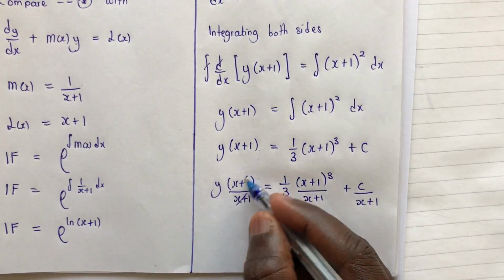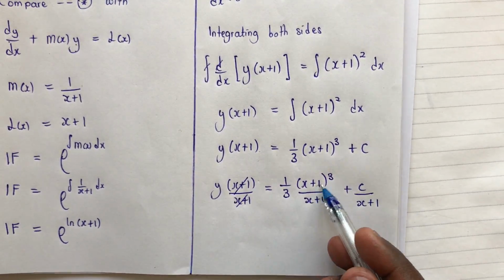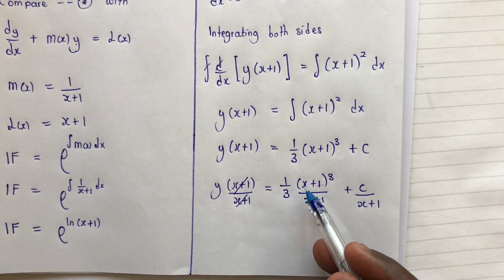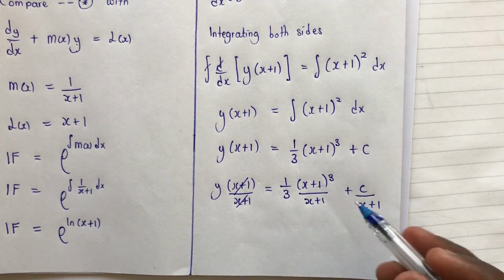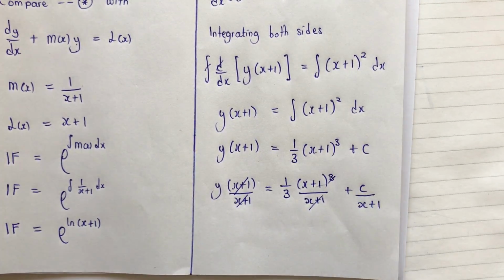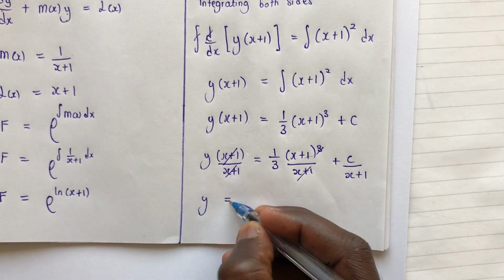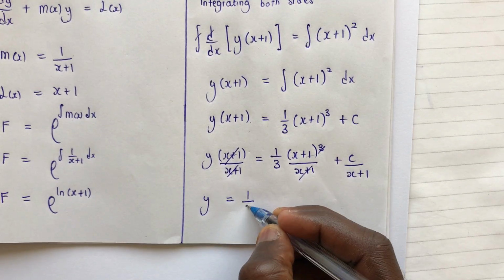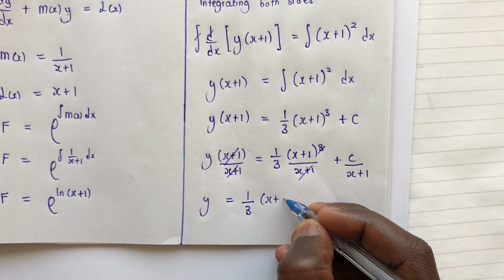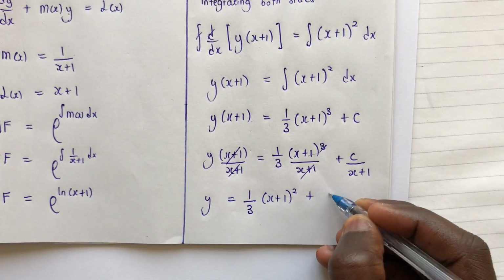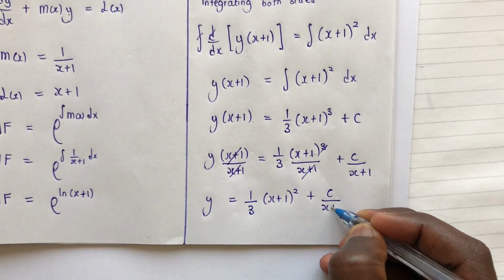So now this can take care of this. Don't forget this is a repeated function: x plus 1 multiplying itself 3 times. So this can cancel one of these and we are left with 2. So we have y equals 1 over 3 x plus 1 all squared plus c over x plus 1.